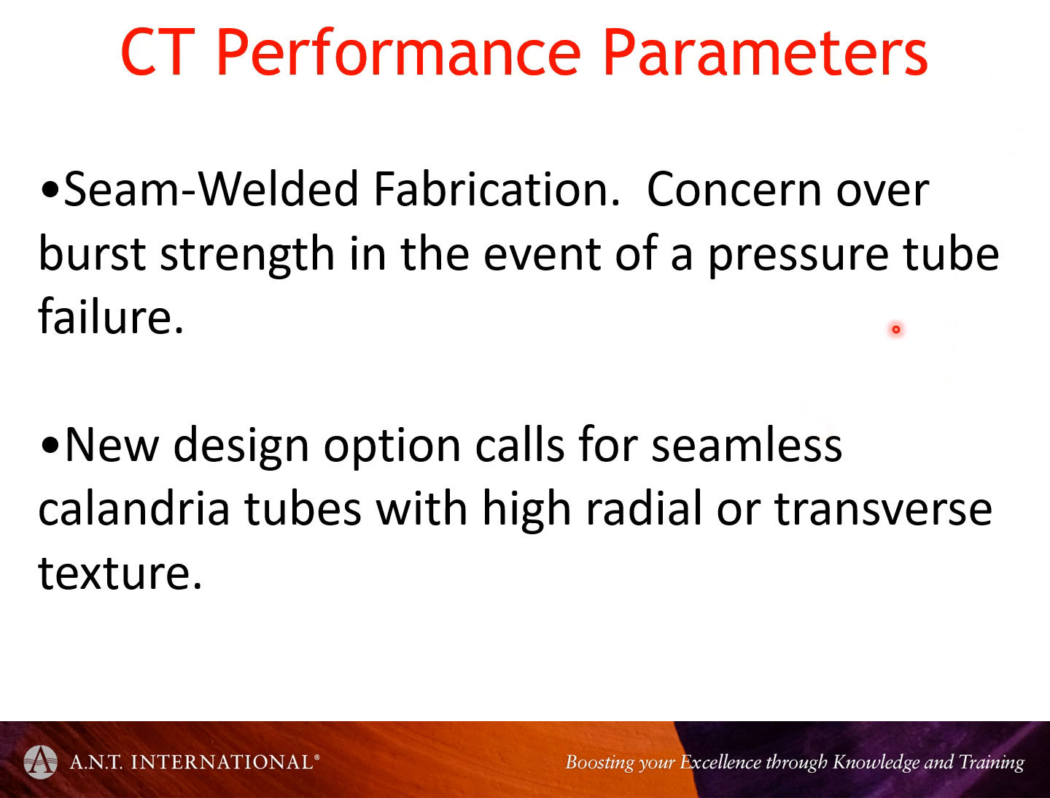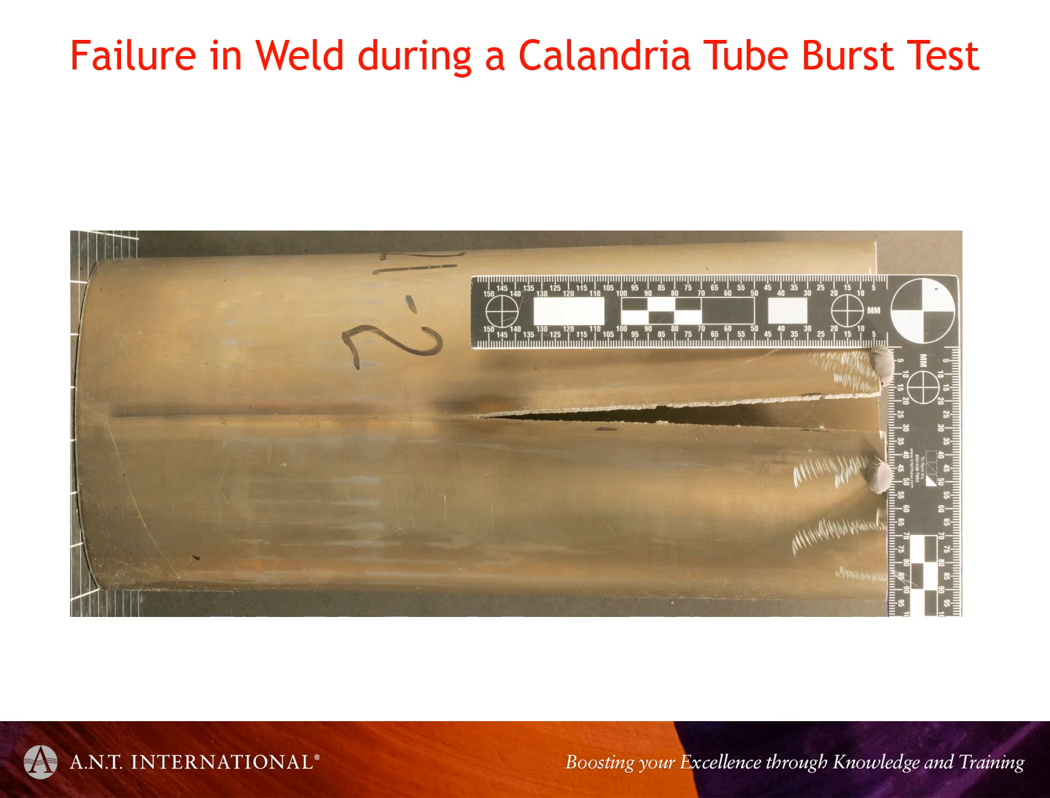So there was a concern over the burst strength in the event of pressure tube failure, and they even considered a new design option which involved seamless calandria tubes. And at the same time, considering changes in the texture to make the material stronger in the radial direction, or stronger to wall thinning.